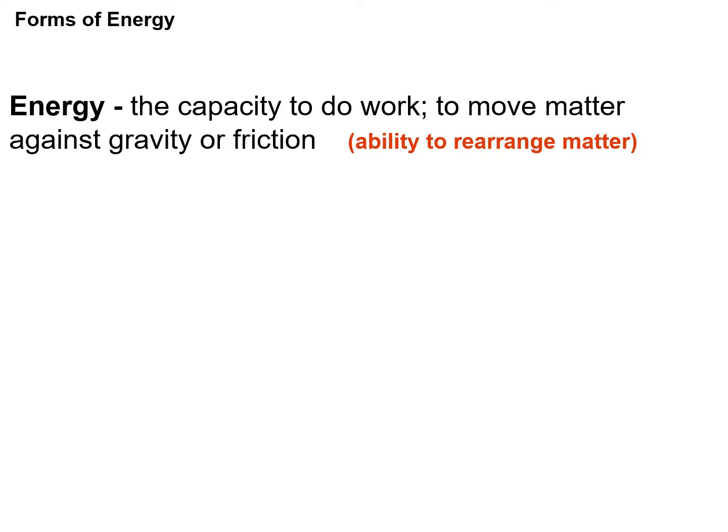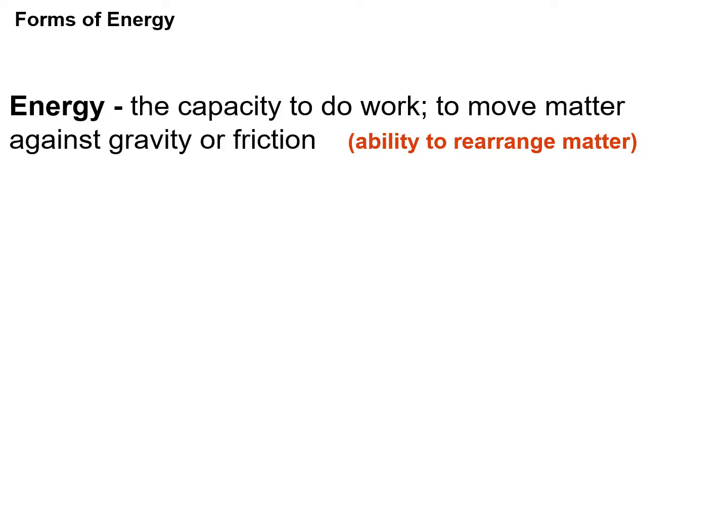Let's do a quick review of the different forms of energy. Energy is the capacity to do work. But what is work? Work is performed as matter is moved against opposing forces, such as gravity or friction. Another way to think of work is the ability to rearrange matter.